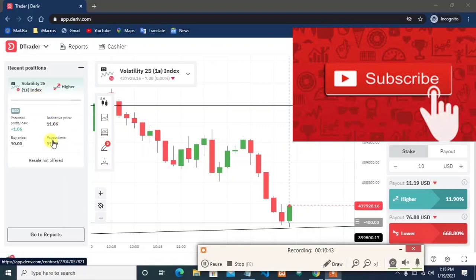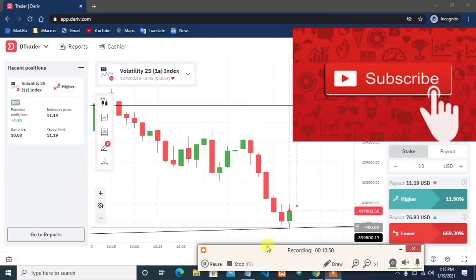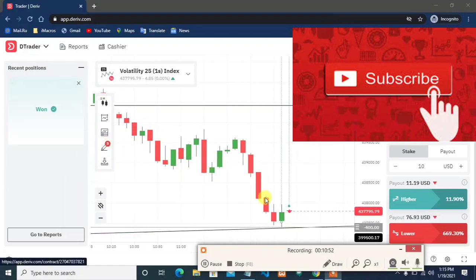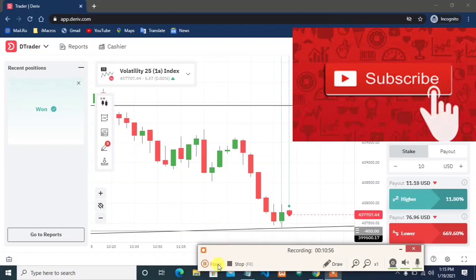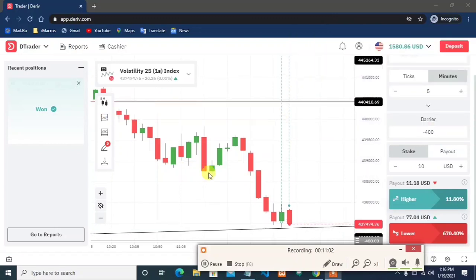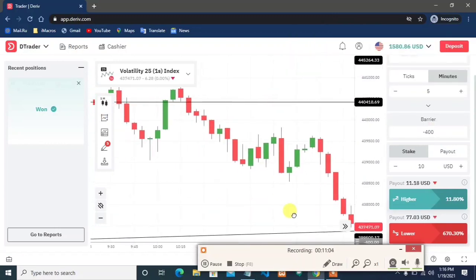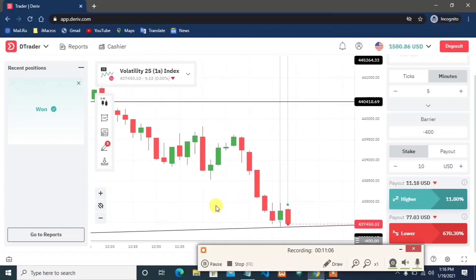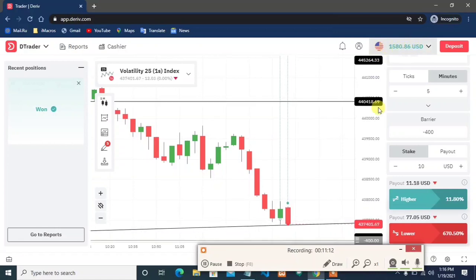I'm having some network challenge currently, but you can see that the trade has put through. Okay, you can see everything has put through. You can see that the trend line and the support line that we drew is working accurately. So you can see our balance here, 1580.86.